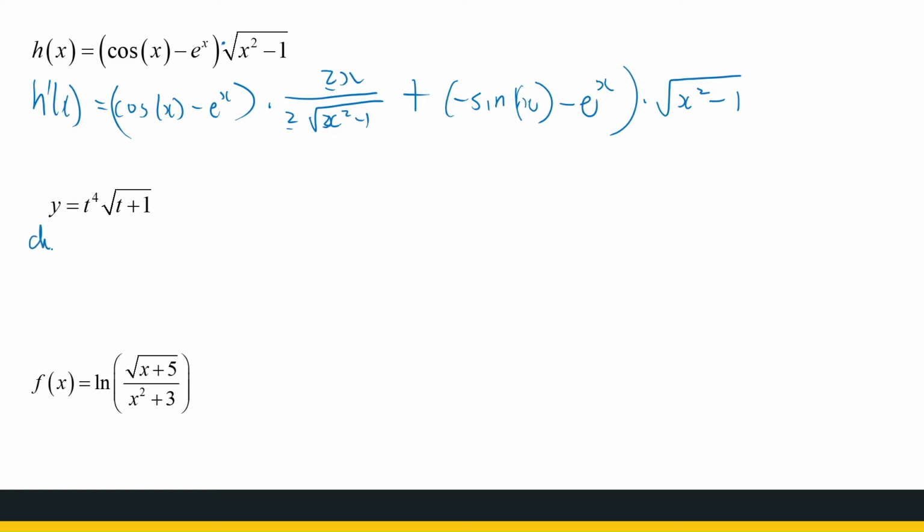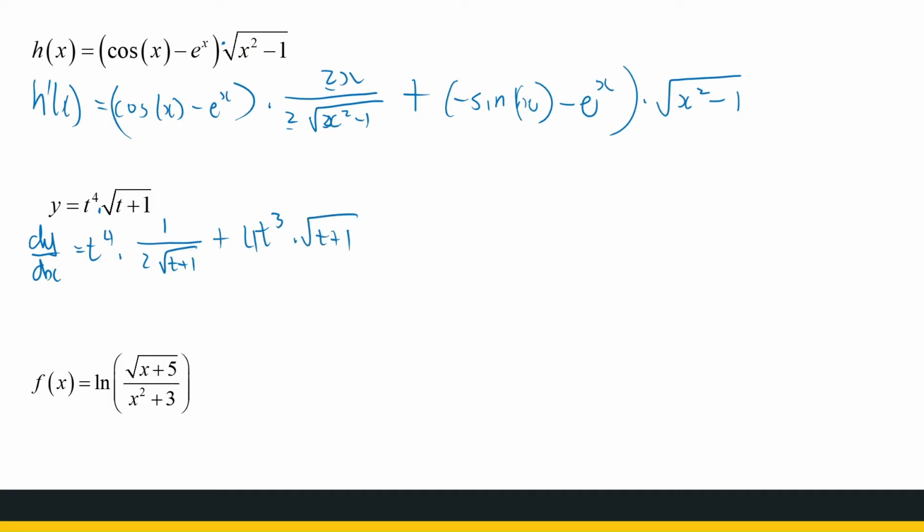Next one, dy dx. Again, product rule. So t to the power 4 times, what is the derivative of a root is 1 over 2 times that root, times the derivative of whatever's inside, which is t plus 1, so that derivative is just 1, plus 4t cubed times the root of t plus 1.